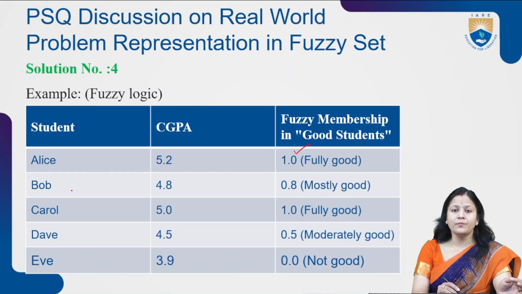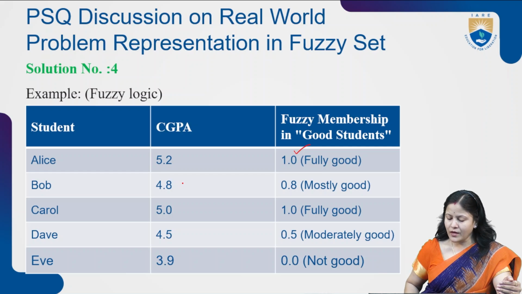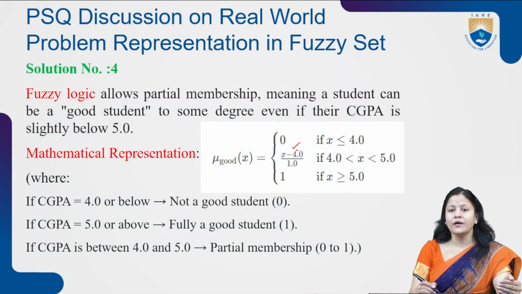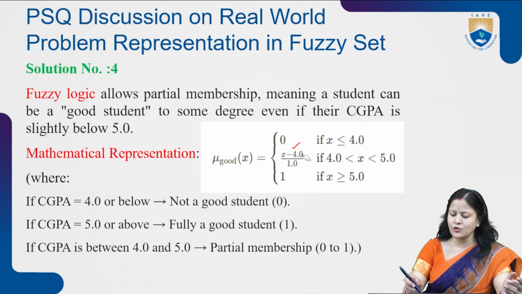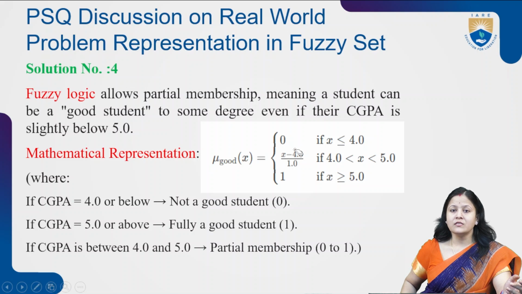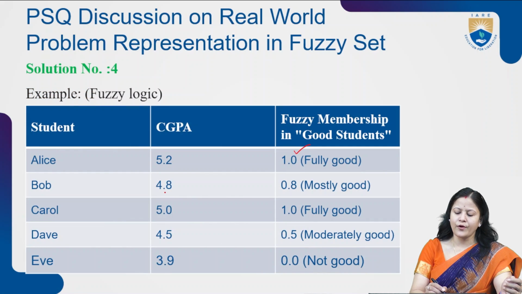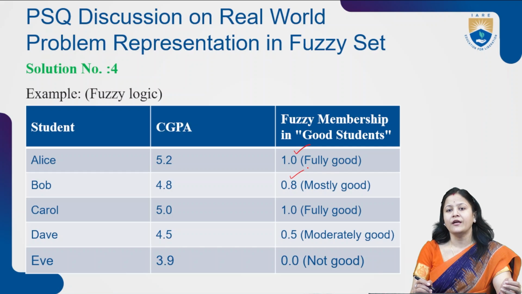Then for the next student, the CGPA is 4.8. As I told, if it is more than 4 and less than 5, then we have to apply this function, x minus 4.0 divided by 1.0. So in place of x, you apply the CGPA the student is scoring, 4.8, and we will get almost 4.8. So we can assign the linguistic variable here, mostly good. Not exactly fully good, mostly good.